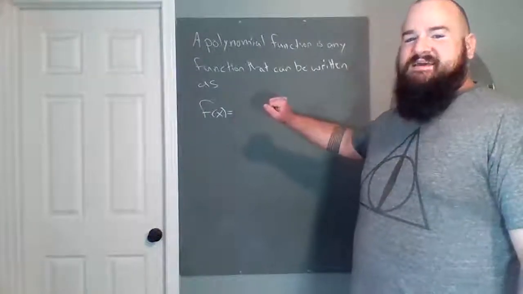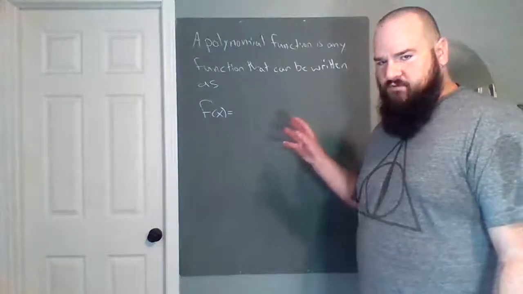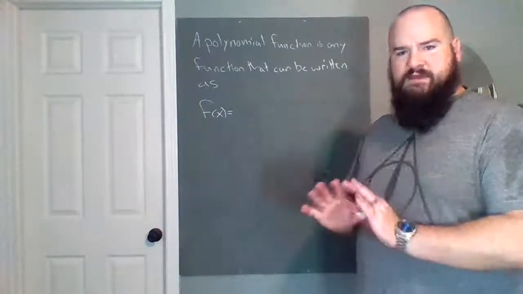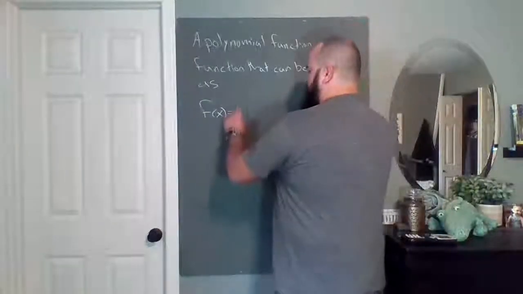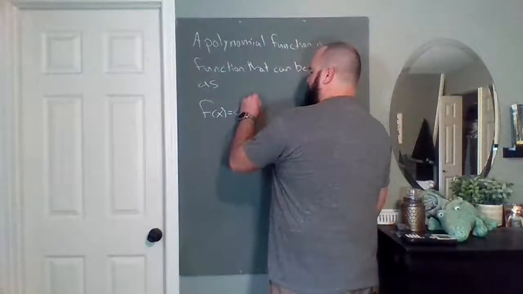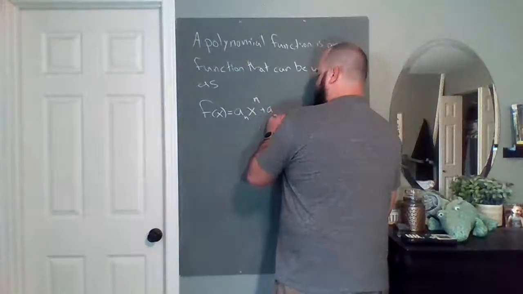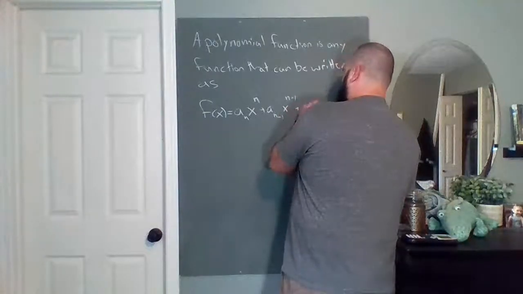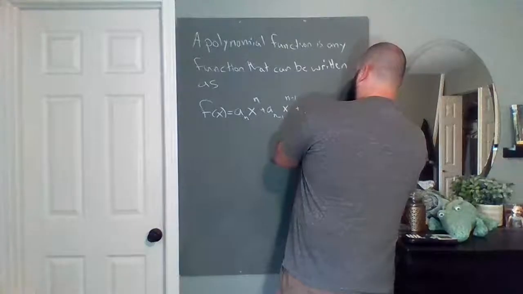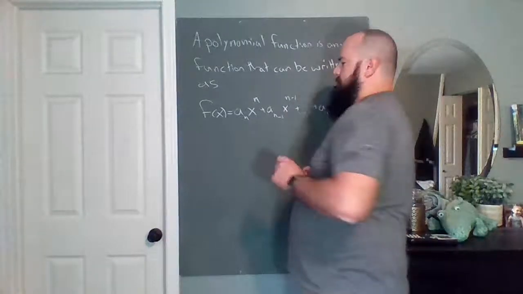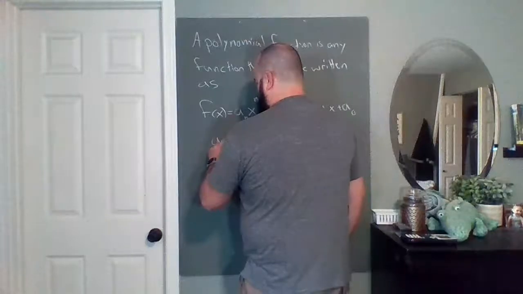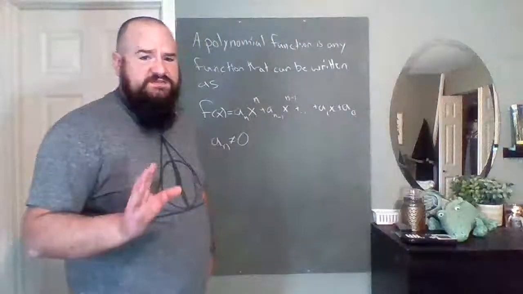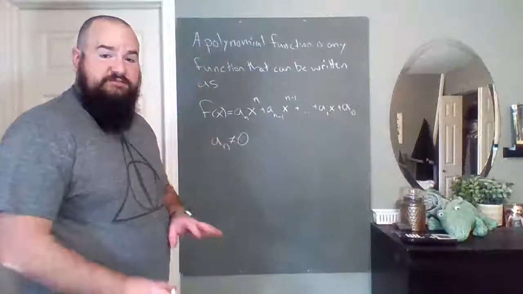So what I'm going to write up here is a very generic form, and it's going to look really messy and weird. We'll talk through it, and we're going to write down an example of one and hopefully make it a little clearer what's going on. Okay, so let's talk about this. A polynomial function is any function that can be written like this.